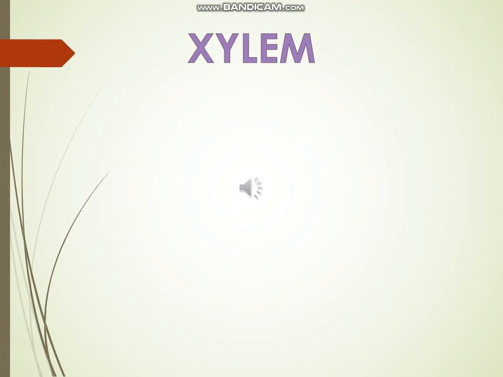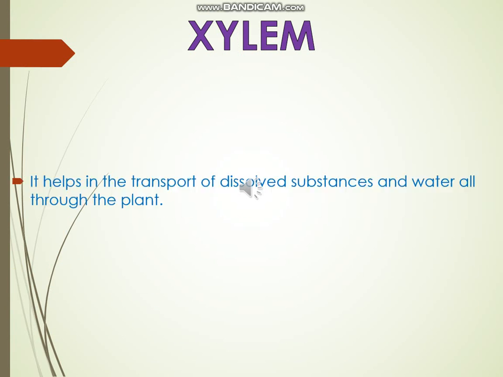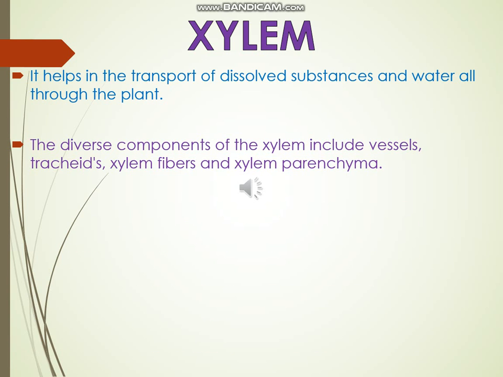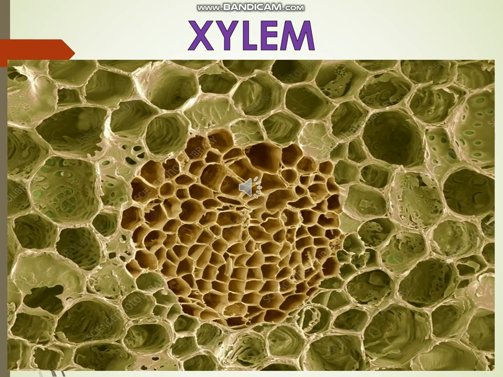Xylem. It helps in the transportation of dissolved substances and water all through the plants. The components of the xylem include vessels, tracheids, xylem fibers, and xylem parenchyma. Xylem fibers and tracheids are made up of lignin, which provides structural support to the plants.